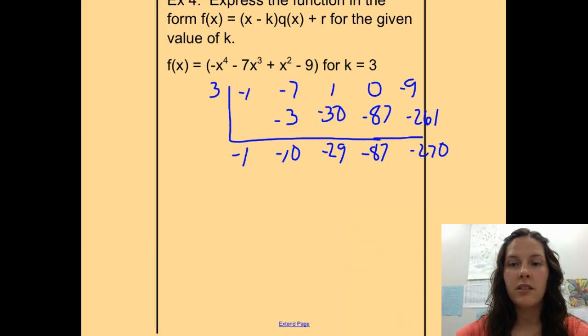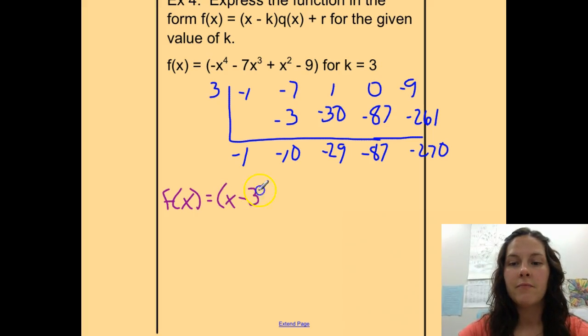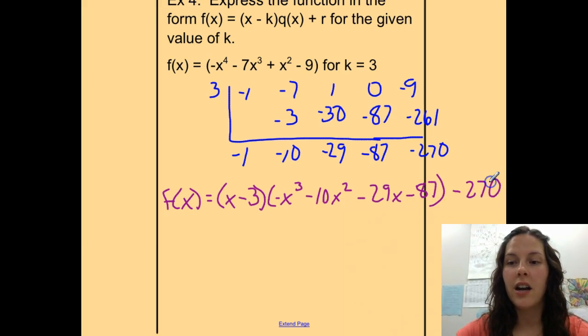Setting up our quotient, we get f of x equals what we divided by times the result, negative x cubed, minus 10x squared, minus 29x, minus 87, and then we just tack the remainder on the end.